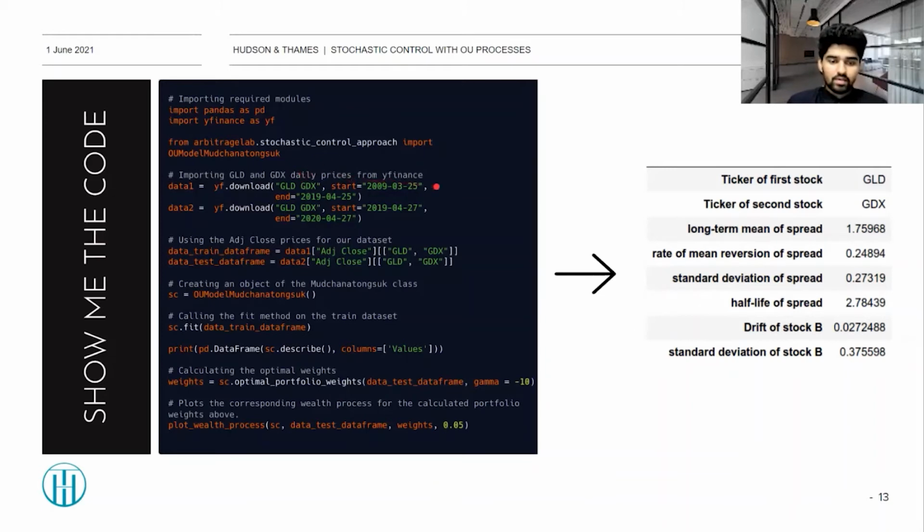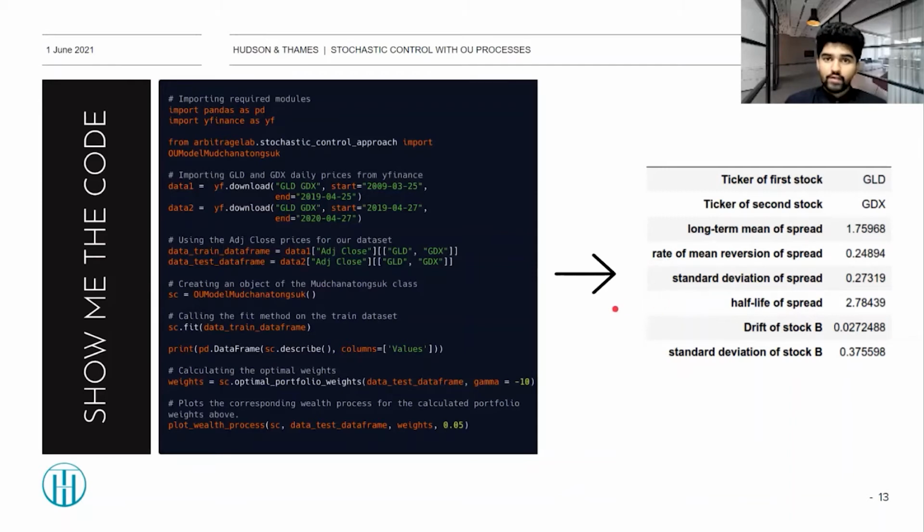Consider the data set here is the GLD and GDX daily pricing data from 2009 to 2020, where we considered a 1-year testing period. Obviously, we split this data into a training data set and a testing data set. The training data set is inputted to the fit method, which estimates the parameters of the model. These parameters are given on the right-hand side, where here we have the long-term mean, rate of mean reversion, and so on. The half-life of the spread given here can be calculated from the rate of mean reversion of the spread.